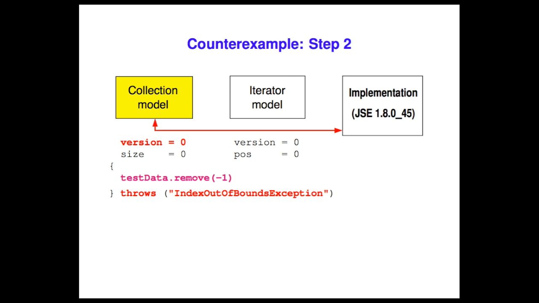Step 2 tries to modify the list. We access the element at index -1, which is out of bounds. As expected, we get the right exception here. Note that the version number stays at 0 because the modification failed.